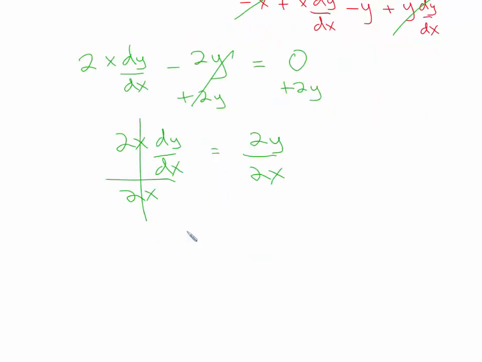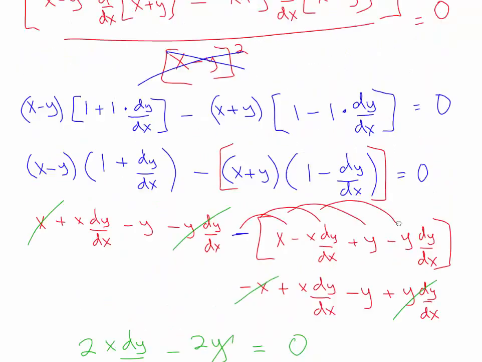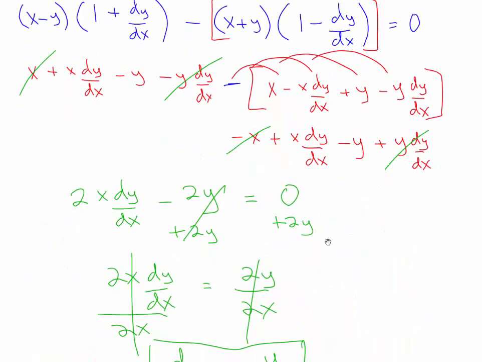So we get dy dx is equal to, divide out, y over x, right? And that is your derivative, all right? So the derivative of y with respect to x is equal to y over x, okay? Y over x. And don't ever forget, what did we just find? We just found the equation to find the slope of a tangent line at a certain point, right? All right, to this curve right here, okay? So great problem with lots of algebra in it.